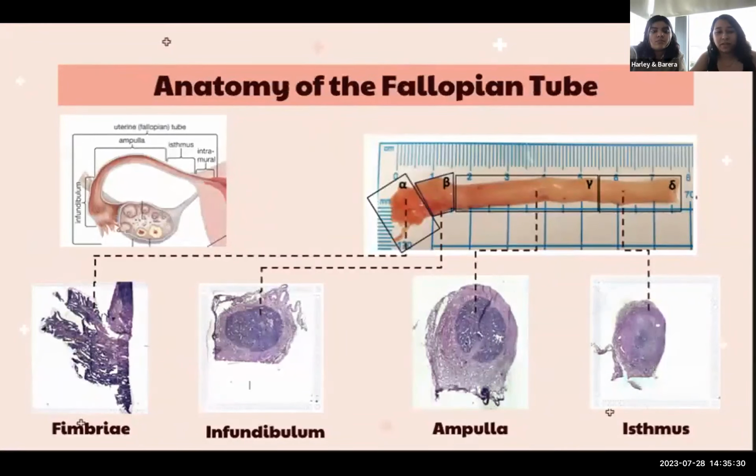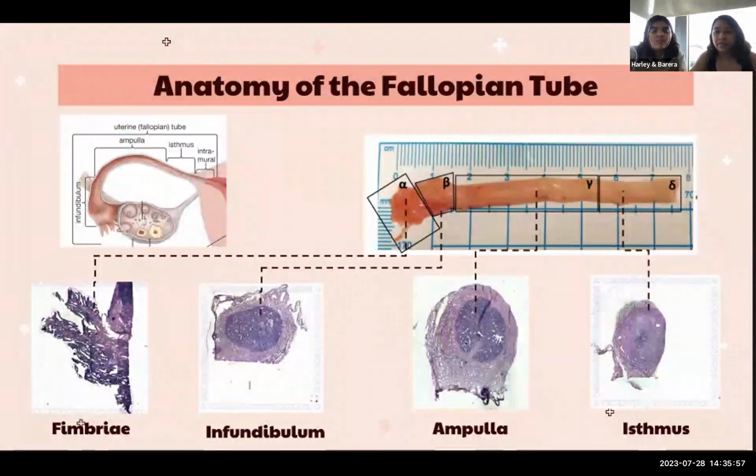Starting on the left, the outermost part is the fimbriae, and this has finger-like projections. Those can be used to pick up the eggs that are released from the ovary and transport them down the tube. The next section is the infundibulum, and that's that curved section there. That's followed by the ampulla, the section in the middle. It's the largest part. And then we have the isthmus, and the isthmus connects the tube back to the uterus.